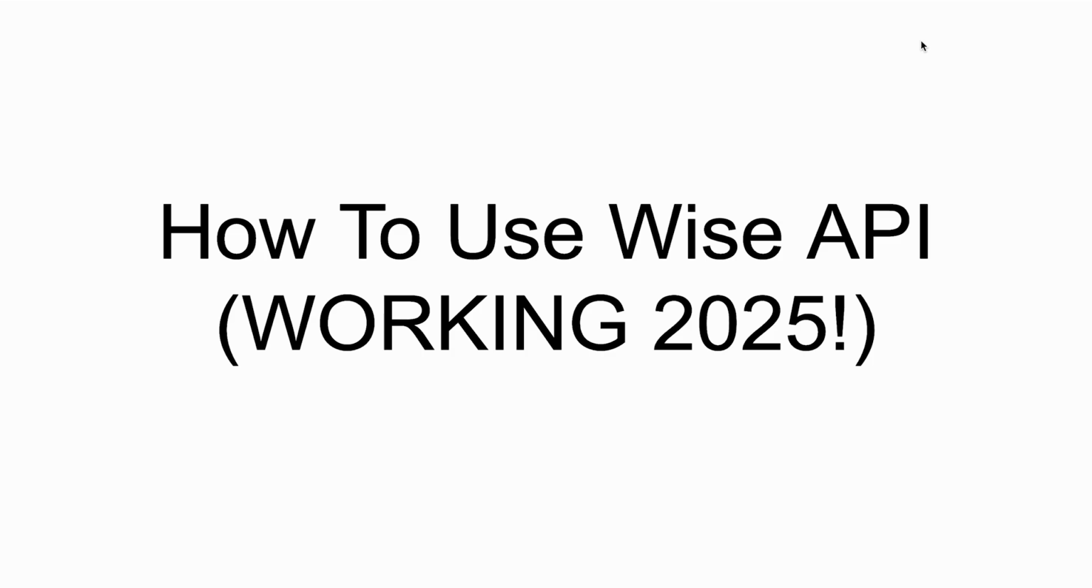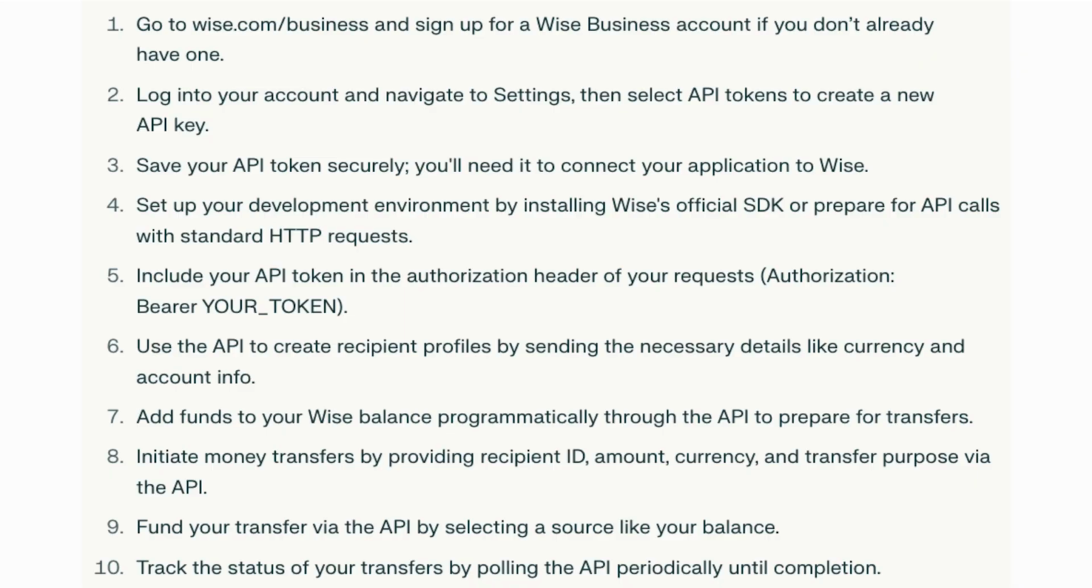How to use Wise API. Go to wise.com/business and sign up for a business account if you don't already have one. Log in with your account and navigate to settings, then select API tokens to create a new API key. Save your API token securely.